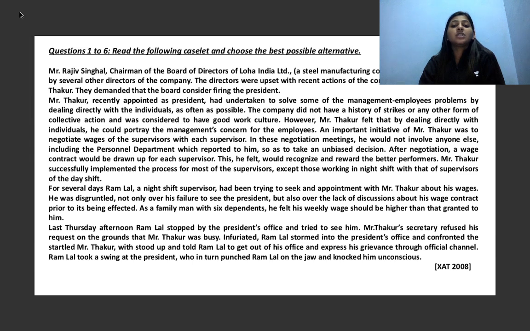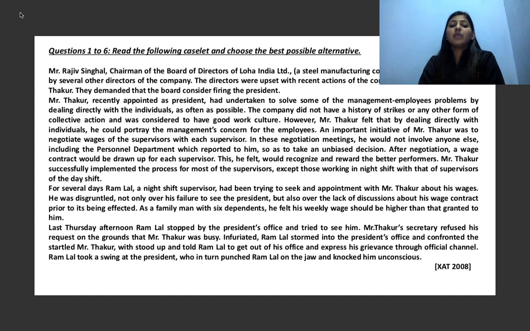But what he did was he left out the night shift supervisors. He only dealt with the day shift, but he implemented the contract for every one of them. Though he didn't have a word with the night shift supervisors, he still implemented the wage contract for all of them. That was the problem.